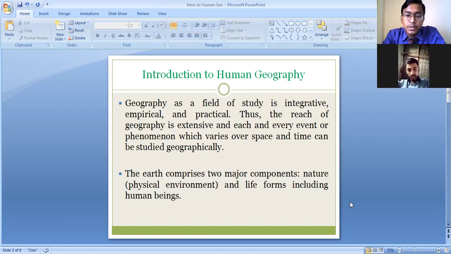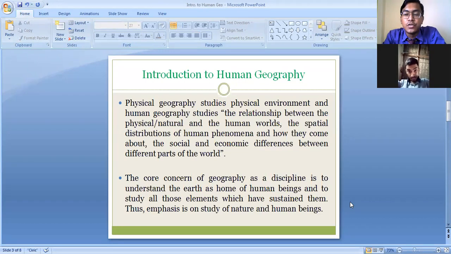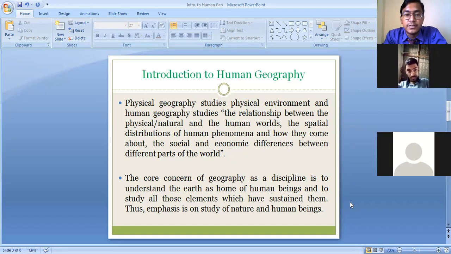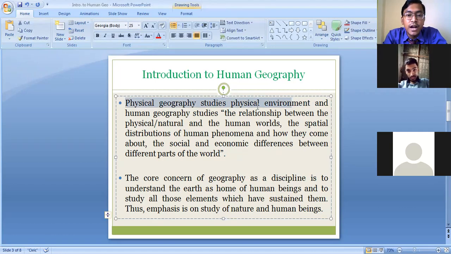Here you can see that geography as a subject has got divided into two. One part studies the physical environment, that is the natural environment, and another part deals with the human aspects, the aspects related to human beings. So physical geography studies the physical environment, and human geography studies the relationship between the physical, natural, and the human world.